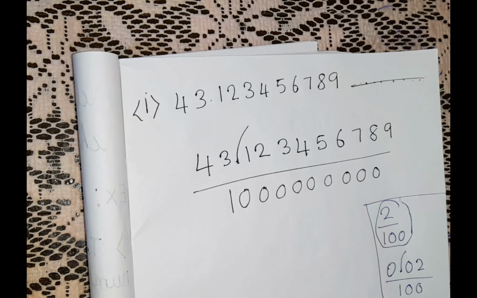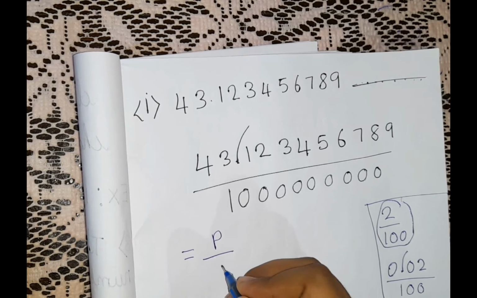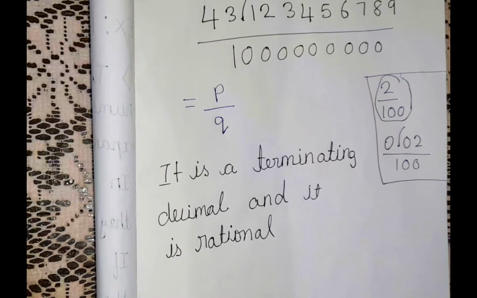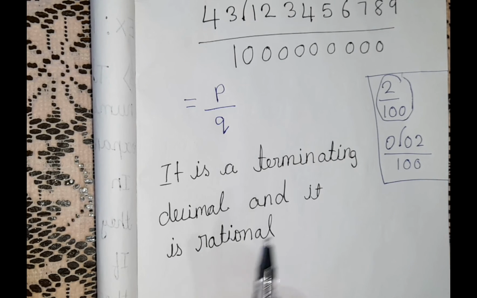So of course I would say this is in the form P by Q, where Q is not equal to 0. So we can state that it is rational as well. Okay, so now let's write: it is a terminating decimal and it is rational.